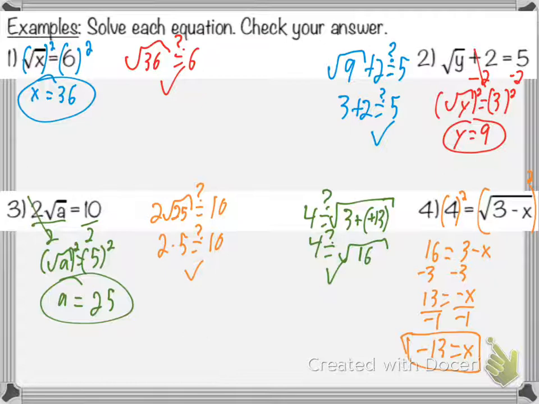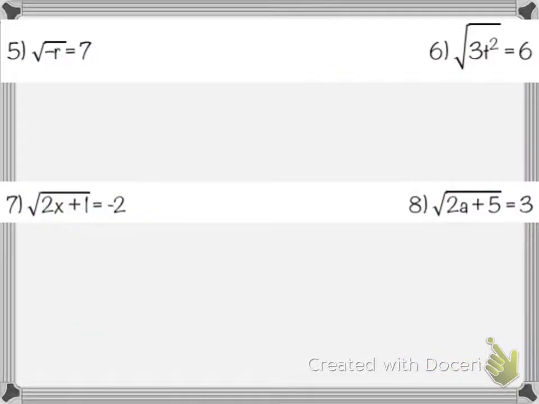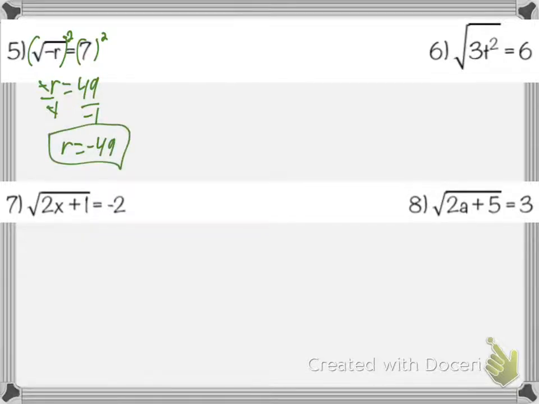Continuing on, we have some more examples here, and I'll just keep working through all these examples for us, guys. The square root of negative r equals 7. It's already isolated, so we move on to squaring. Negative r equals 49, divided by negative 1. R equals negative 49. Plug it back in like good math students.